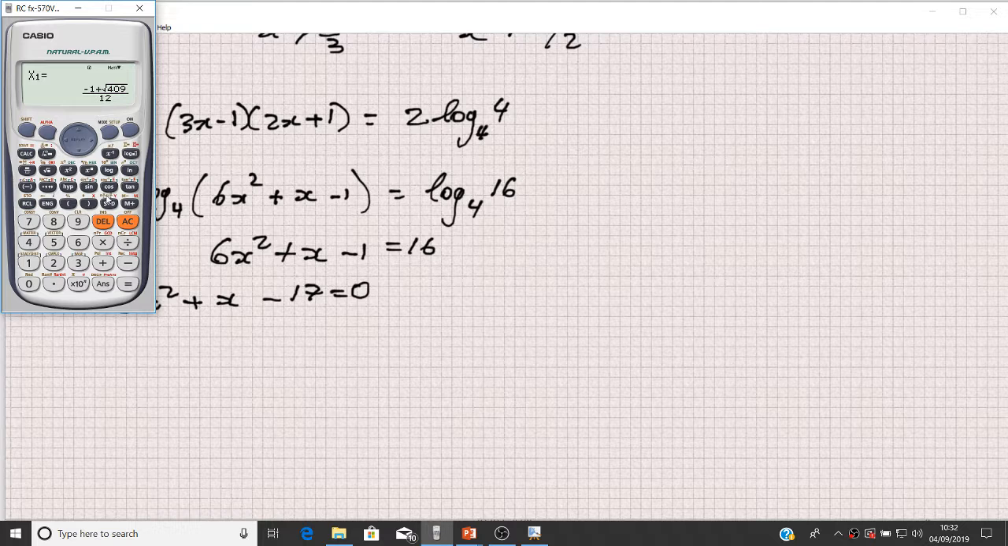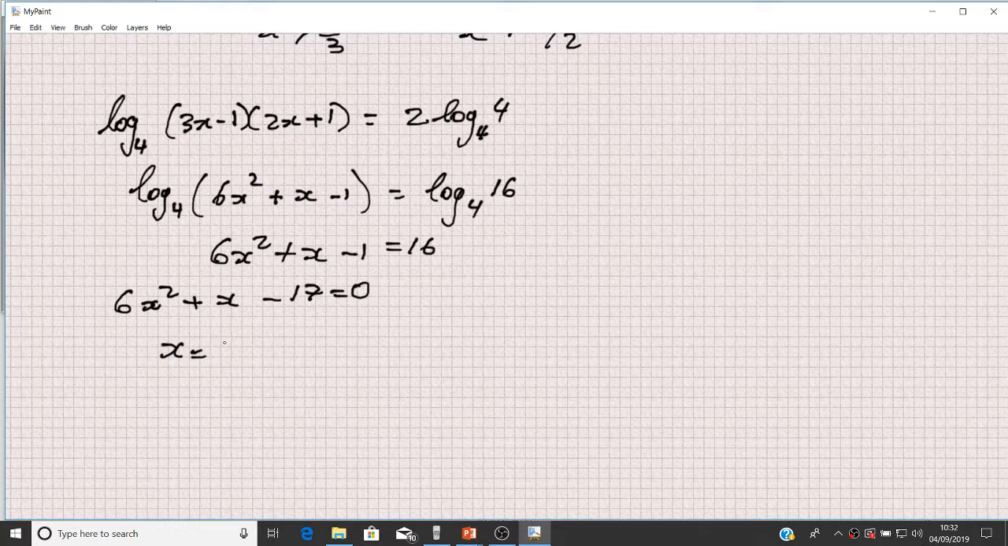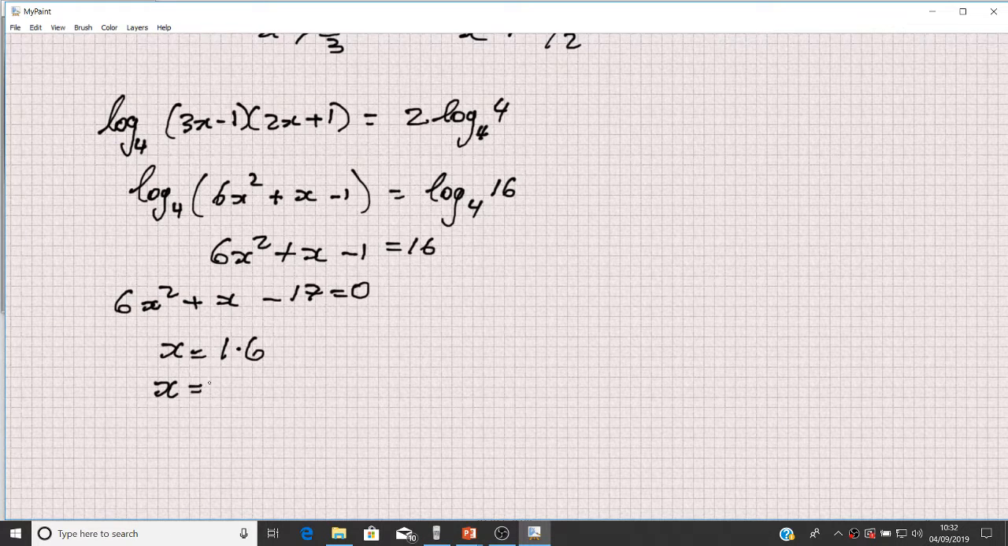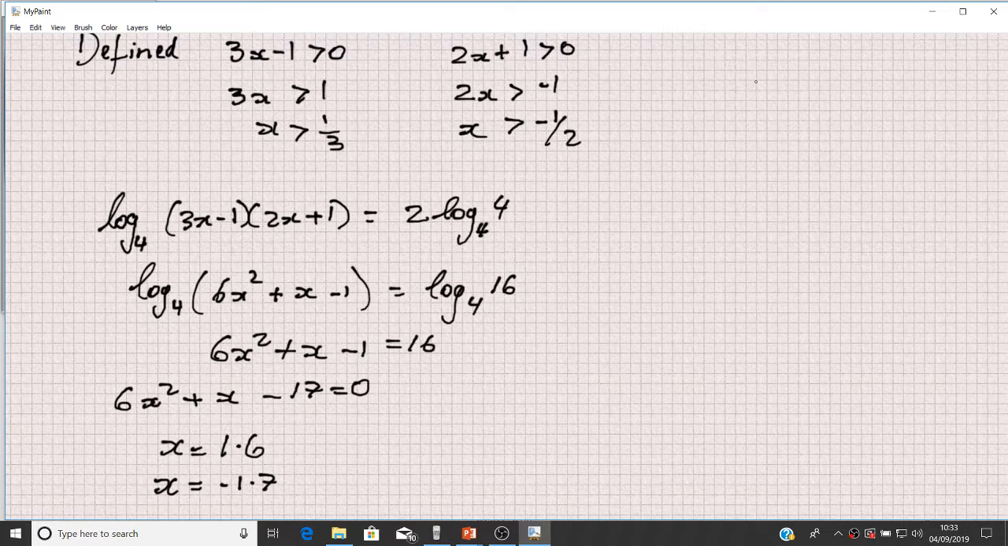The first solution, I'm going to just write it in decimal form, x is 1.6, just rounding it. Or the second value of x could be negative 1.7. Now I need to take a look at when these two logs were defined. So if we look up here, x must be greater than negative half. Well, this value here must be rejected. So the final answer is x equals 1.6. And that's it for this current video, and thank you for watching.